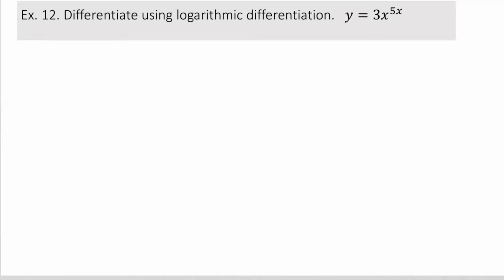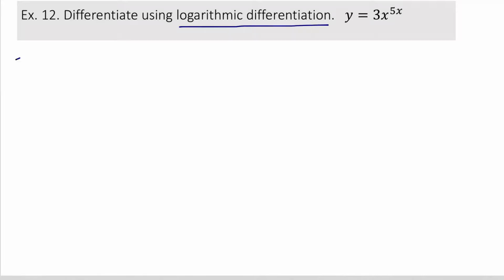So with example 12, we've got 3x to the 5x. So that's not the same as something like 3x to the 5, where you can multiply 3 times 5 and drop the power down by 1. And that's because you have an x in the power. So we're going to use a different technique when we see this. So we're going to use logarithmic differentiation.